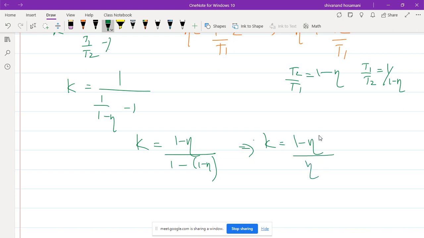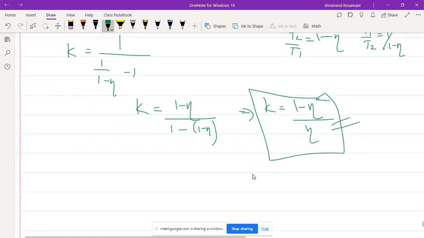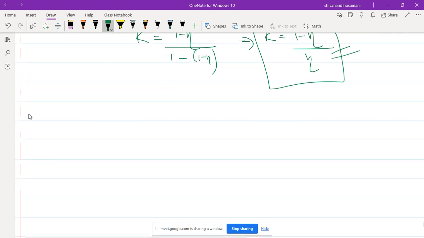Is the relation between these two correct? Yes, sir, that is correct. Therefore it is 1 minus eta divided by eta. This is what we call the relation between coefficient of performance and efficiency. I will give an example, try it.